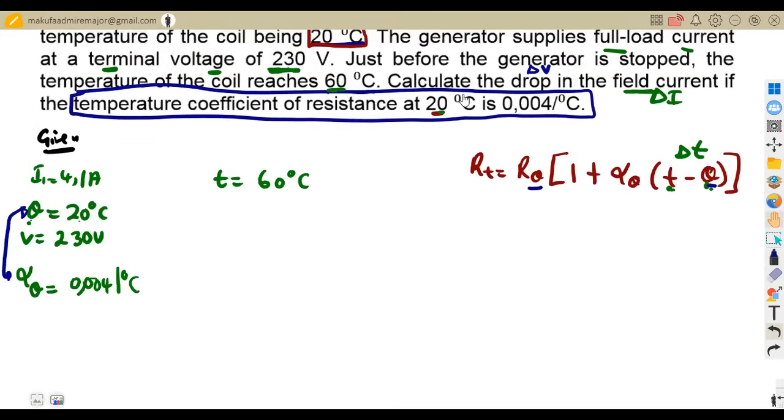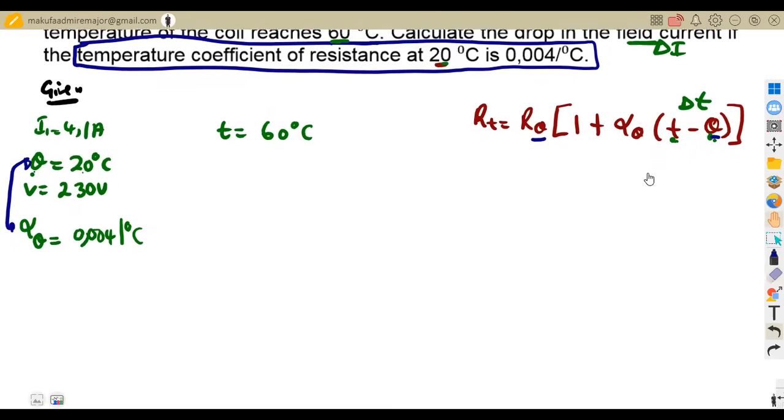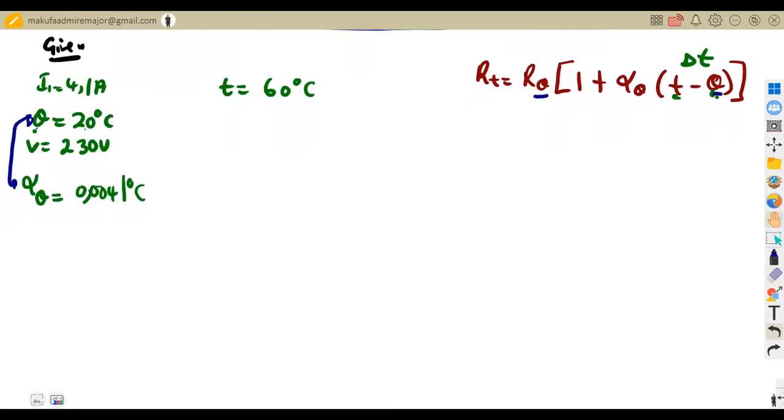Remember, we are supposed to calculate the drop in the field current, not in the voltage, but in the field current, which is the change in current. So as you can see, the change in current is going to be the final current, the current taken at the final temperature, minus the initial current, which is the current taken at 20 degrees Celsius.